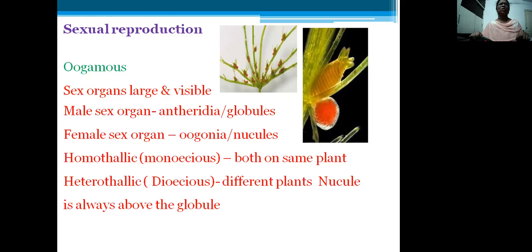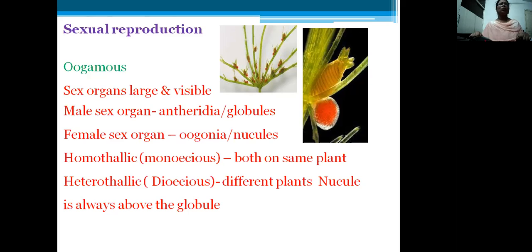Male reproductive structures are called antheridium. The female reproductive structures are called oogonium. So the male reproductive structures are sex organs or antheridia. Here in this plant, they can be called globules, which are round in shape, spherical. The female sex organs are also called oogonia. In this plant, it is called nucule.